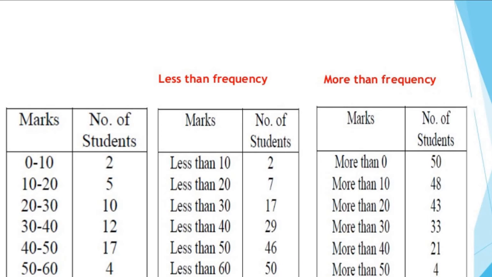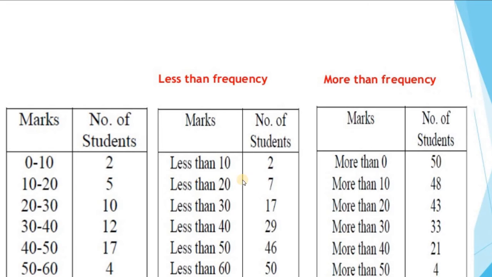This is the method to find out the less than cumulative frequency. Means first value same, second value 5 plus 2, third value 10 plus 7. Sorry, mistake came. Then 0 to 10 first value 2, 10 to 20 it is 5. Then here we are adding 5 plus 2, it is 7.